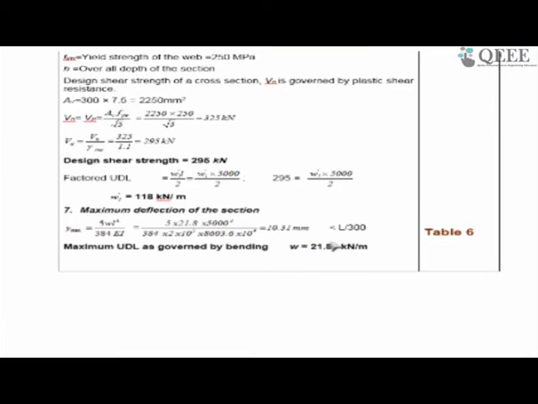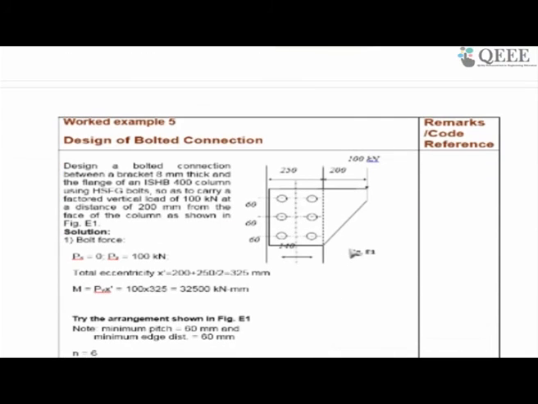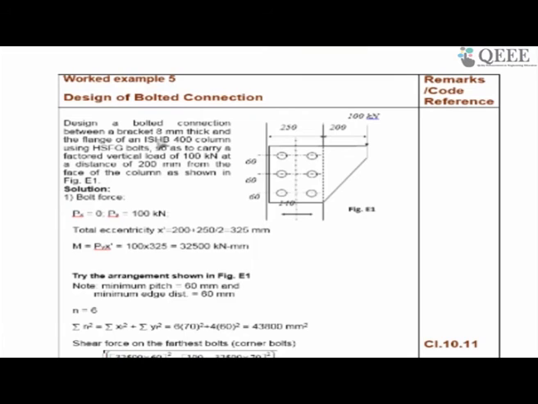So basically this beam is governed by the bending capacity due to lateral buckling. Okay, so that is what is governing. Okay, so that is the beam design. We have two more worked examples. One is on a bolted connection with out of plane and in plane moment, a bracket connection.